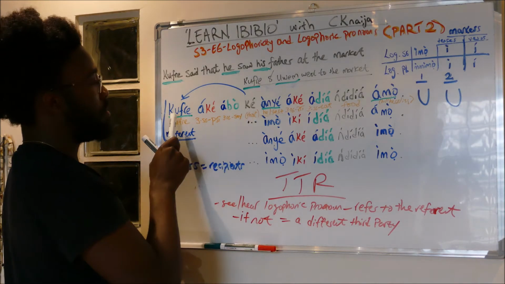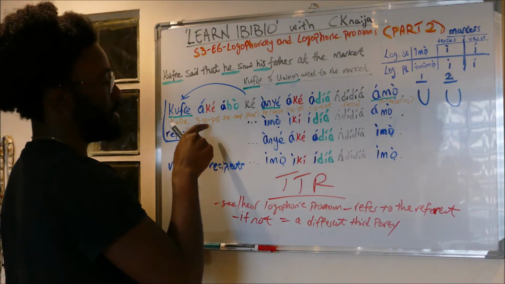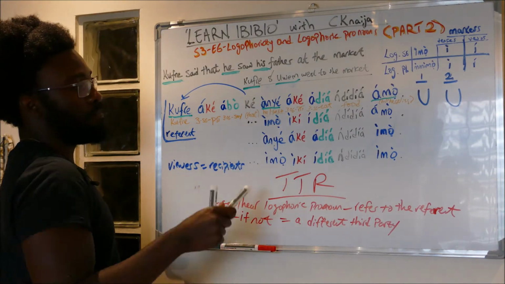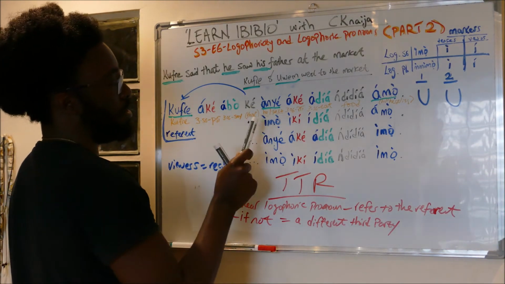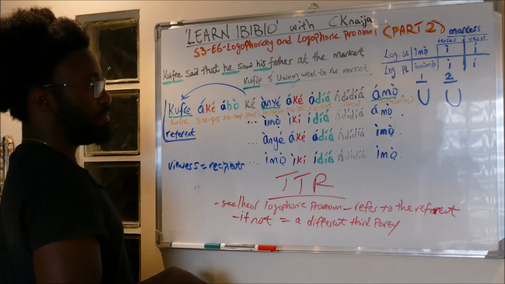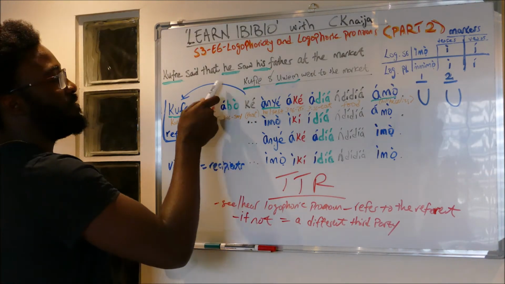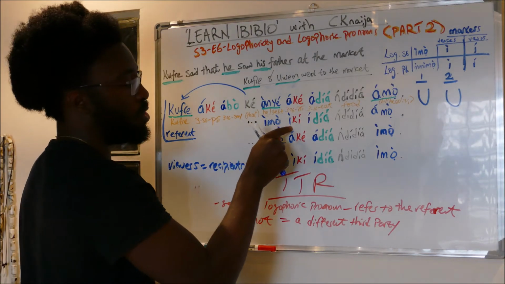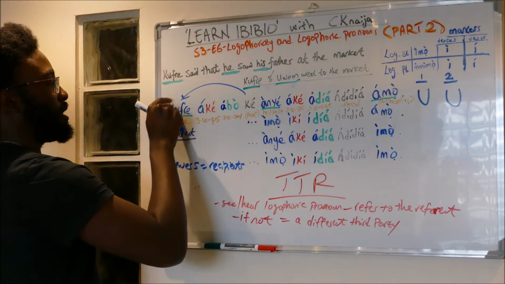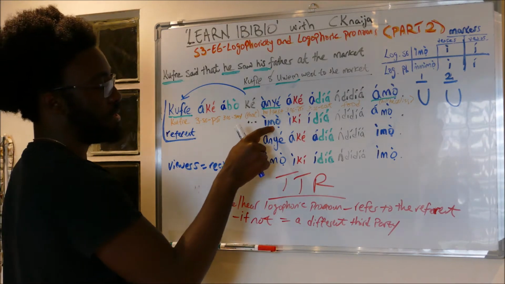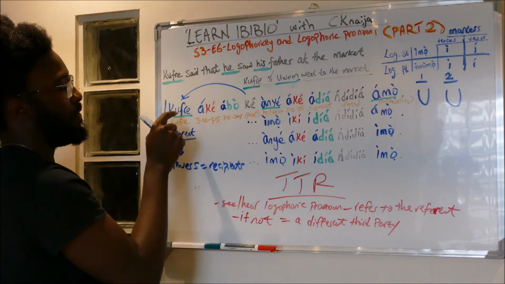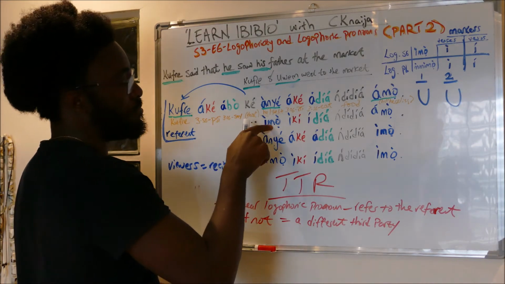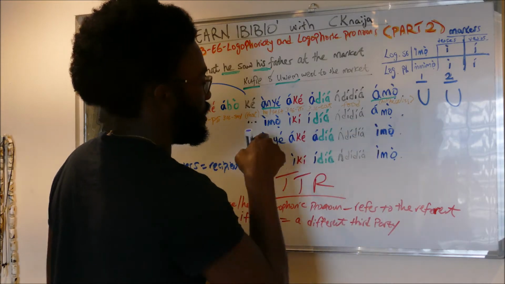We start off the same. Kufre keboke. So Kufre said that imo. Okay? Now we see a logophoric pronoun. The first thing we do is refer back to the referent. Once you see a logophoric pronoun or its markers, you refer back to the referent, and you know that this pronoun is referring to the referent. Okay, so Kufre keboke imo. This is referring to Kufre.